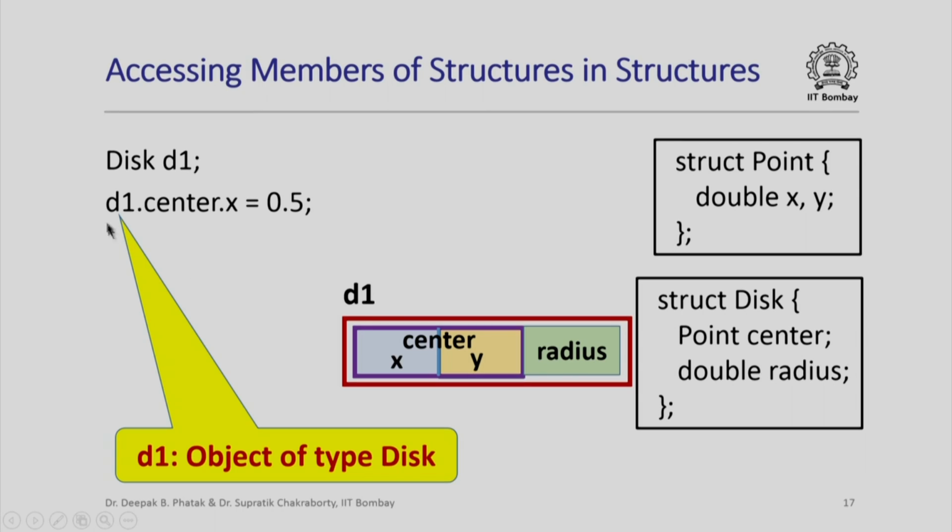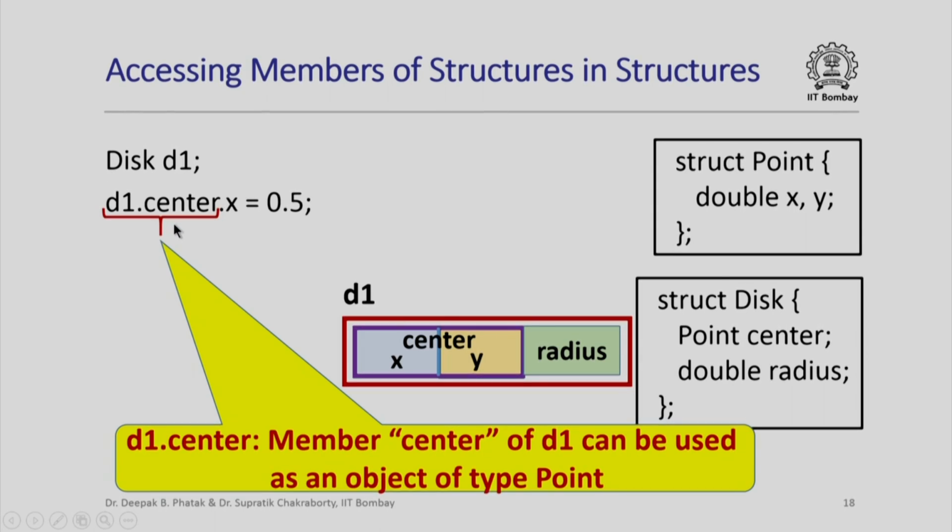Now, in this slide I am showing that I have only one object d1 of type disk, and let us say I use this assignment statement, d1 dot center dot x is assigned 0.5. Let us see what this means. Well, d1 is an object of type disk. d1 dot center is referring to the member named center of the object d1. Now, the member named center of the object d1 can be used as an object of type point. It can be thought of as an object of type point.